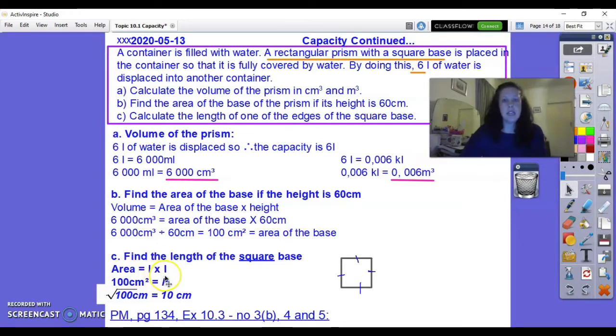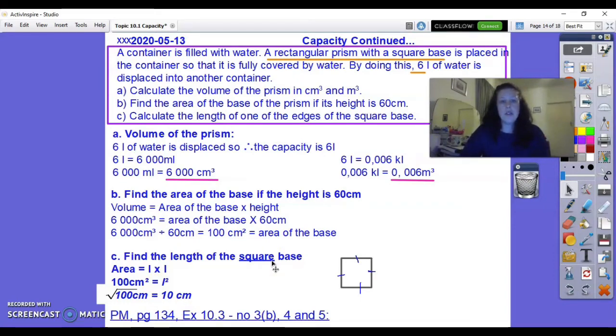Area is length times length, or length times breadth. I know my area is 100 centimeters squared. Length times length can be written as length squared. Now to do the opposite of squaring a number, we have to square root the number. So I'm going to square root both sides to get 1 length. I'm going to square root 100 centimeters squared, and I get an answer of 10 centimeters. So therefore, 1 length of the square base is equal to 10 centimeters.